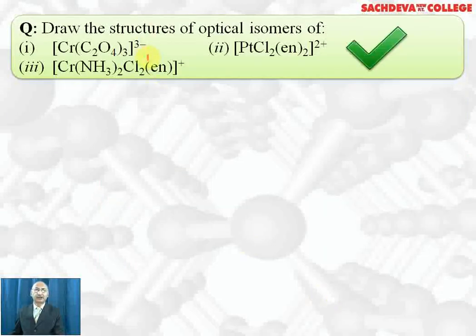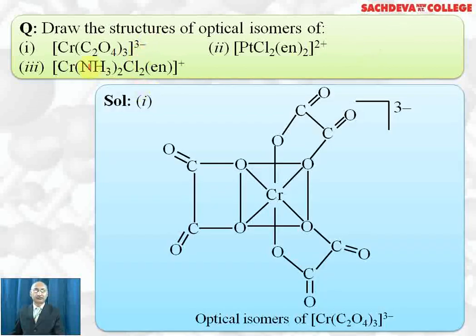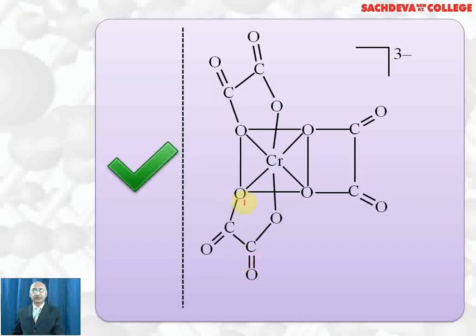Draw the structure of optical isomers of these compounds. This complex compound, the first one, is trioxalatochromate(III). Chromium is linked with 3 oxalate ions which are coordinated to the chromium ion. It will show dextro and levorotatory forms. One will be dextro and its mirror image will be levo. This is the mirror image, so if that is dextro, that will be levo.